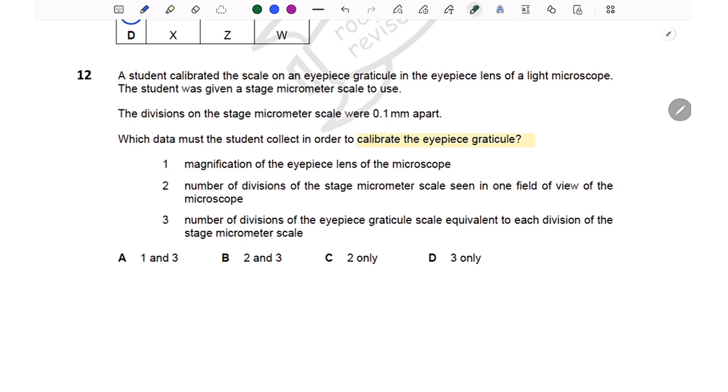Let's look at what options they've given. Magnification of the eyepiece lens. No, we don't need magnification. Number of divisions of the stage micrometer scale seen in one field of view of microscope. Yes, we do need that. And number of divisions of the eyepiece reticule scale equivalent to each division of the stage micrometer. We don't really need that data. So it's going to be 2 only. That's C.